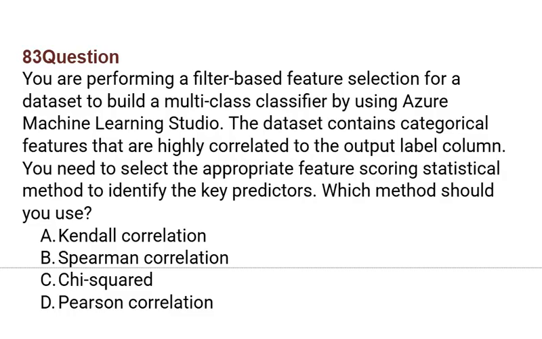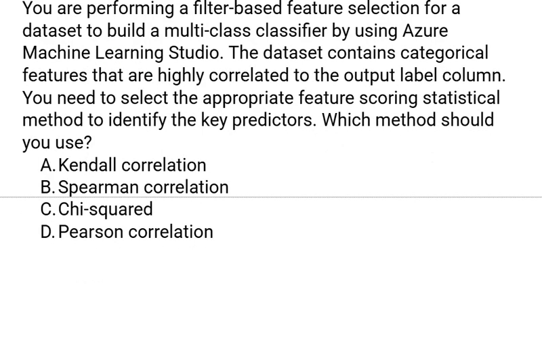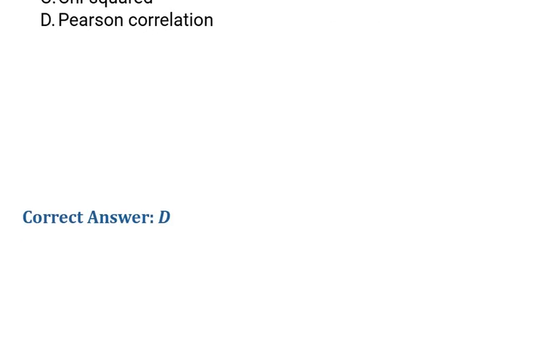Option A Kendall correlation. Option B Spearman correlation. Option C chi-squared. Option D Pearson correlation. Correct answer is option D.